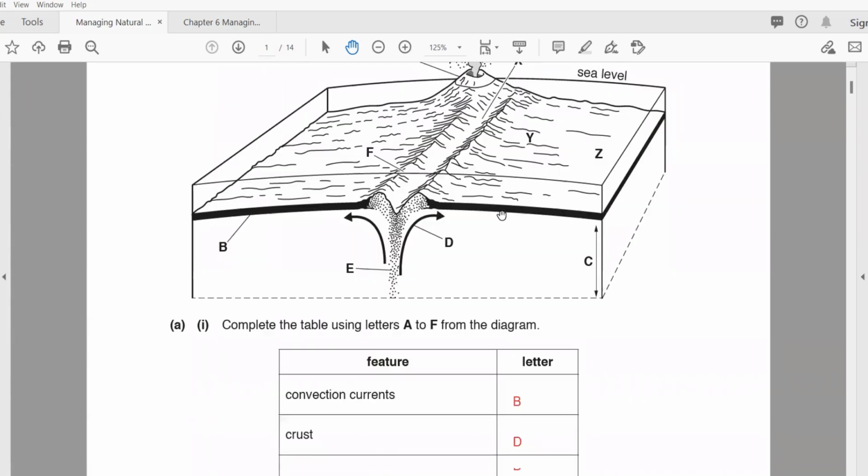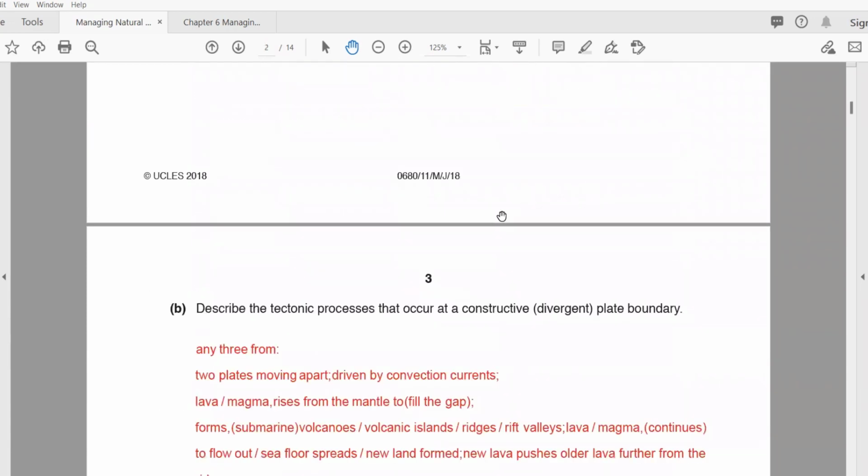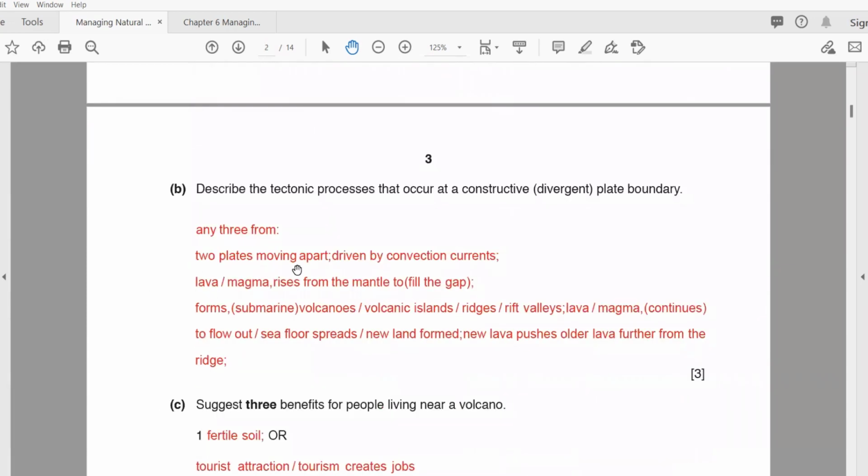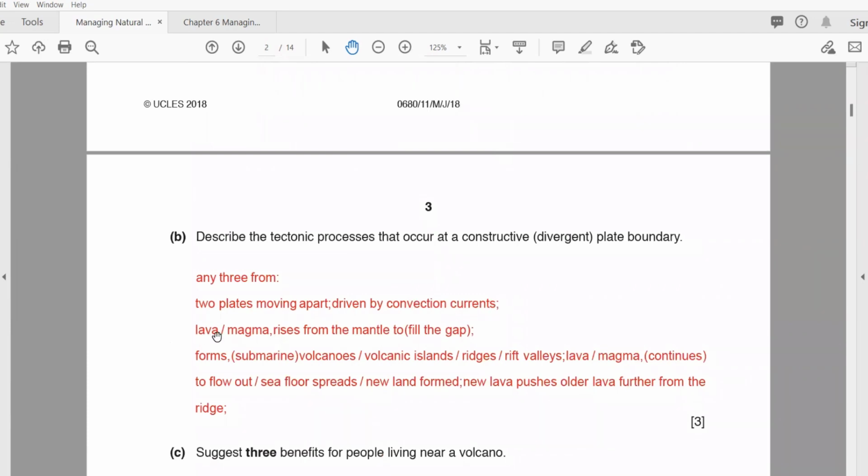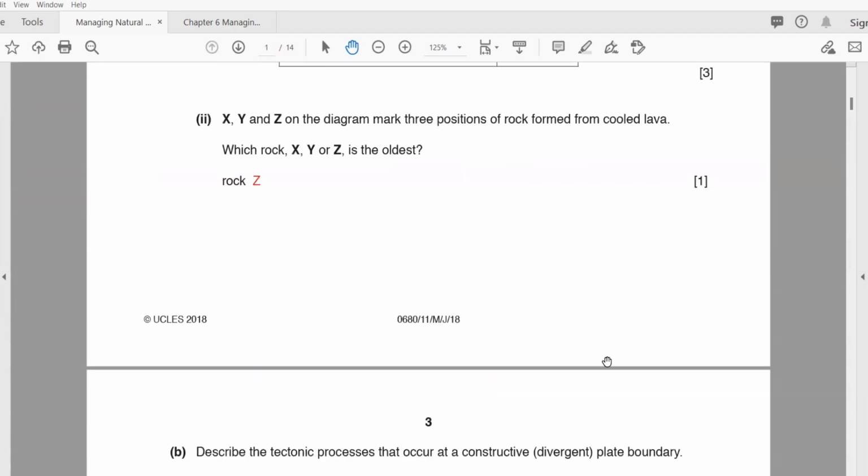Okay, see here now. Two plates moving apart, driven by convection currents. Lava and magma rise from the mantle to fill the gap, forming a submarine volcano if it is inside the sea, volcanic islands, ridges, rift valleys, lava, magma, all of this. So this is how they form.